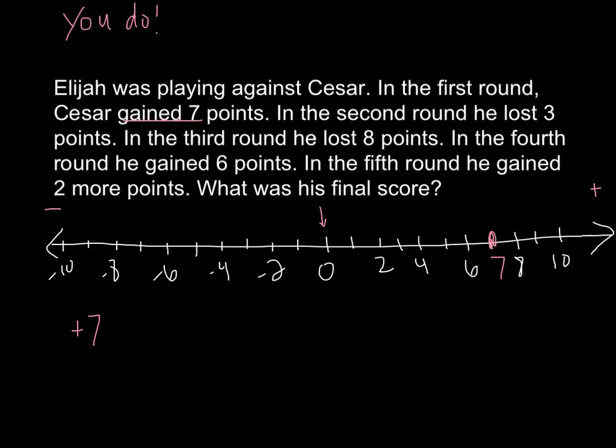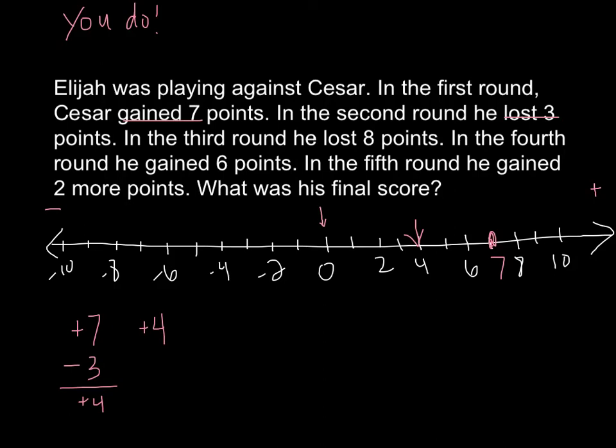In the second round, he lost 3 points. Lost is a negative. So you have positive 7 and a negative 3. That's like 7 minus 3. So we're starting at the 7 and we go negative 3. 1, 2, 3. That leaves us on positive 4 right here. Positive 4. So for our next round, we're beginning at positive 4.